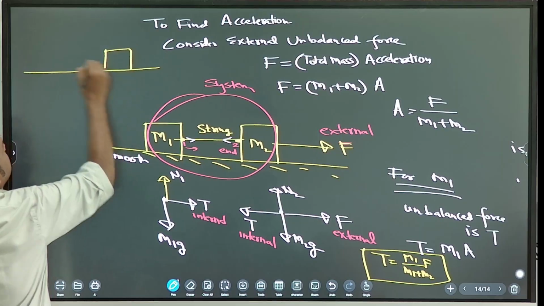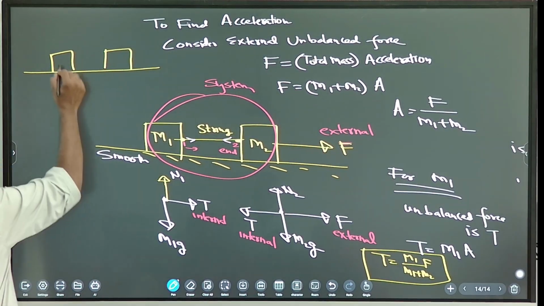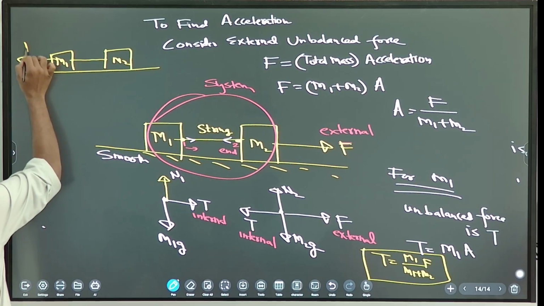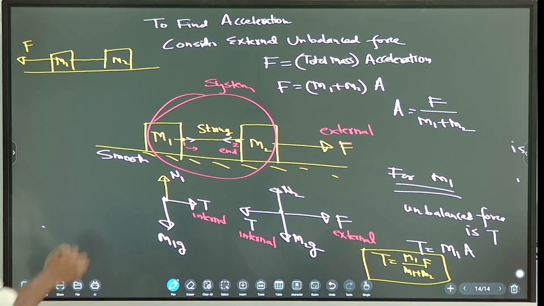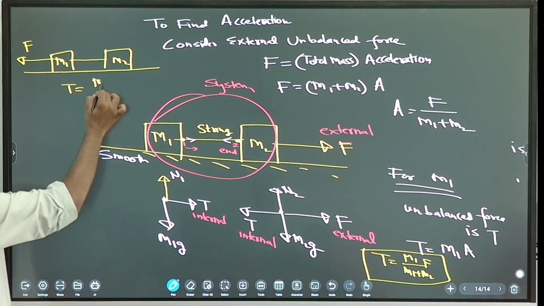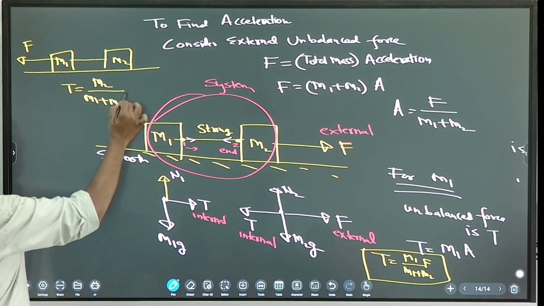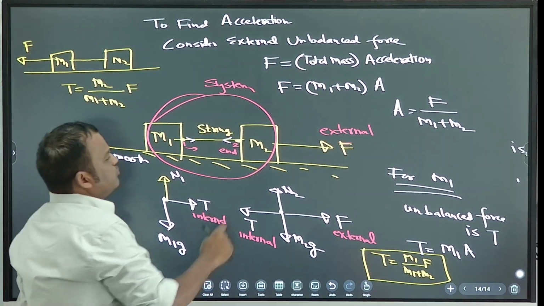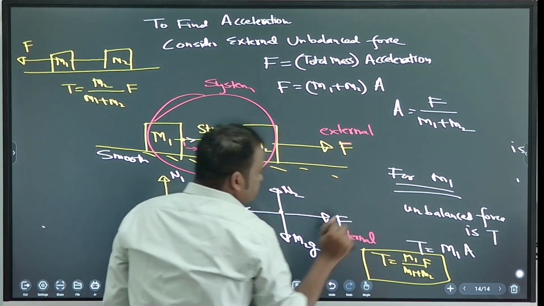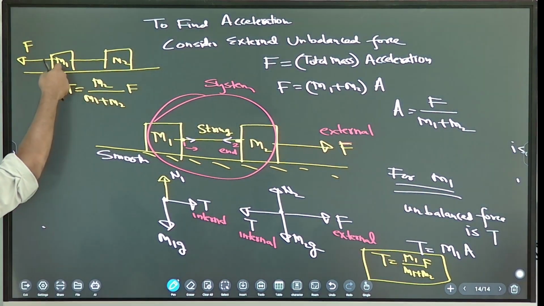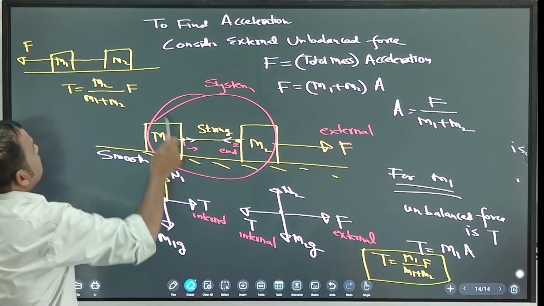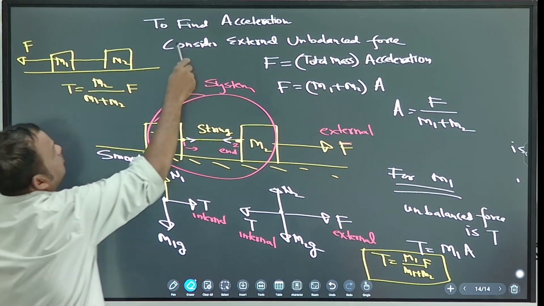Now let's change the situation. This is M1, this is M2. They are connected by a string, and now force is acting on M1. So what is the tension on the string? What is the tension? M2 by M1 plus M2. Good. Into F. When force acts on M2, M1 is coming in numerator. Now force is acting on M1, M2 is there. Remember this. M2 by M1 plus M2 into F.